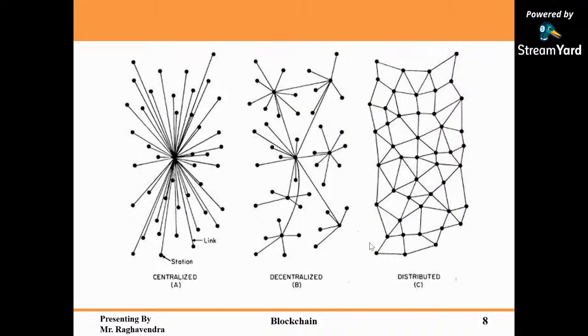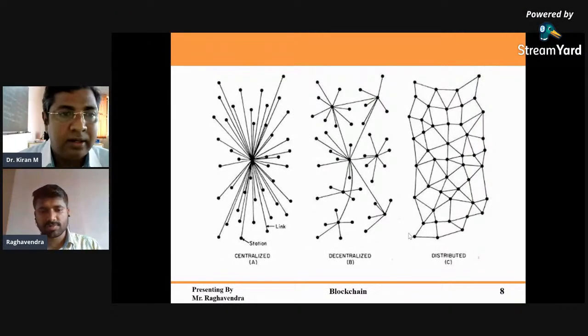This one clearly shows the difference between centralized, decentralized and distributed. In a centralized system, what happens?